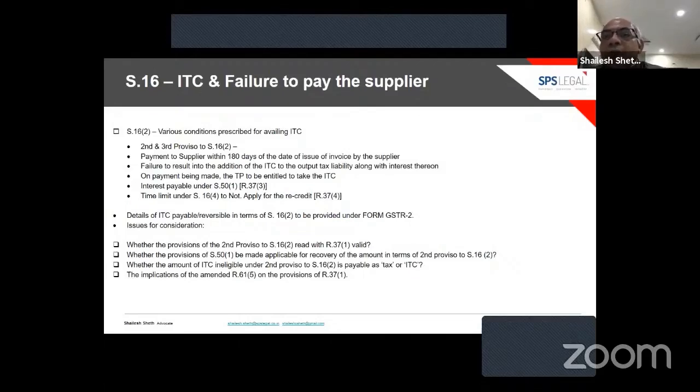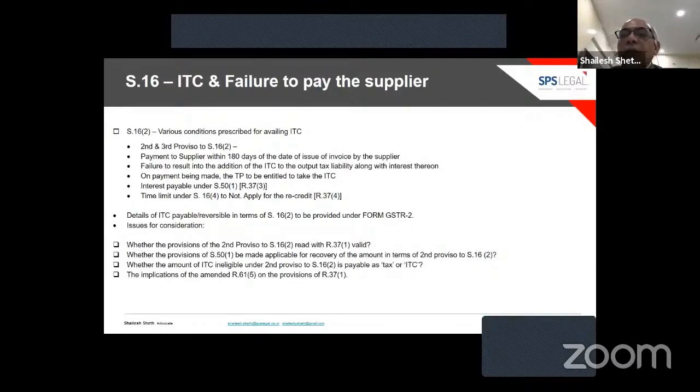There is a sixth condition that the buyer should actually make the payment to the supplier within 180 days of the date of issue of the invoice by the supplier. And this condition you will find under Rule 7 of the Input Tax Credit Rules; in case of services, this condition had been prescribed. The buyer has to make the payment within the stipulated time. This has been continued even under GST.